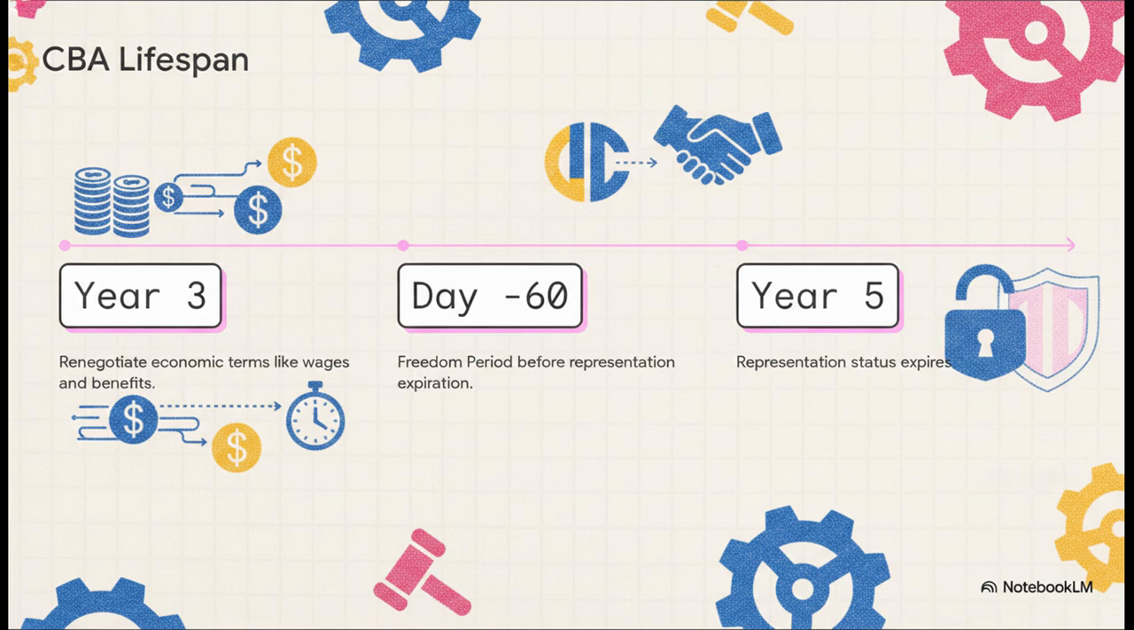Now, when an agreement is finally reached, it has a very specific mandated lifespan. Let's walk through this timeline, because it's strict. The representation aspect of the CBA, meaning the union's status as the sole bargaining agent, lasts for exactly 5 years. However, all the economic terms, the wages, the benefits, the money stuff, those must be renegotiated no later than 3 years after execution. And then there's this critical window called the freedom period. This happens exactly 60 days immediately preceding the expiration of that 5-year representation status. That 60-day window is literally the only time a rival union can step in and file a petition to challenge the current union for representation rights.